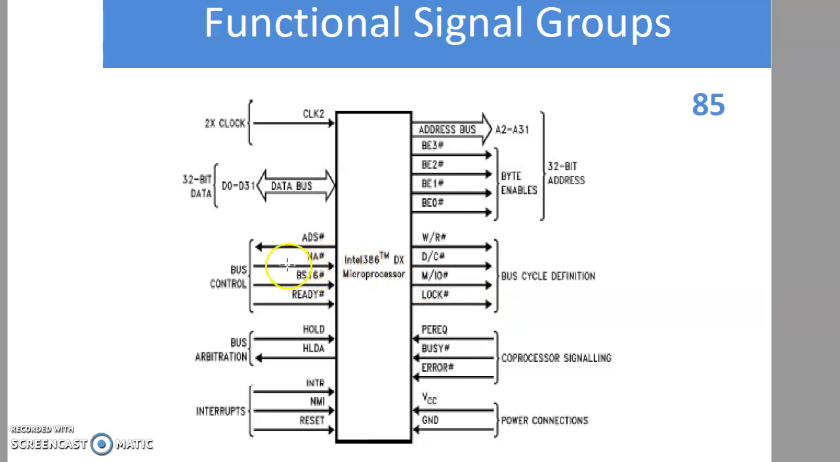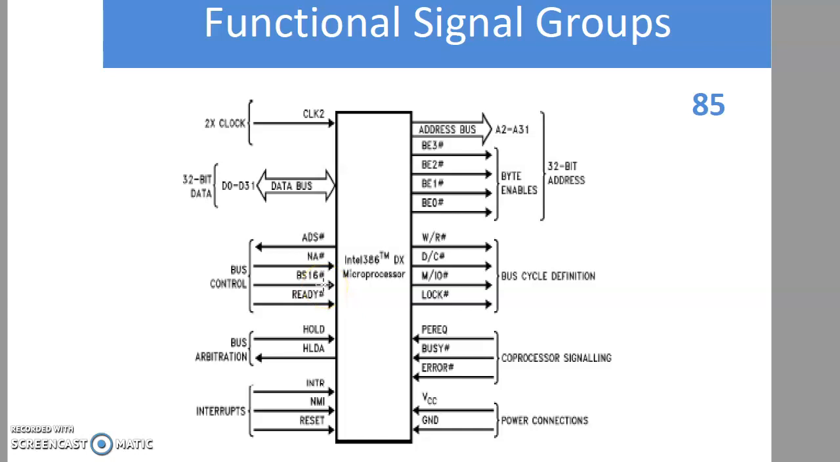Then you have bus control signals. Before that, you have the data bus, 32-bit data bus D0 to D31. ADS bar indicates that valid address has been put on the address bus. NA bar is the next address signal. It is used to indicate a pipeline bus cycle. When NA bar is active, that means it is having zero value, it indicates that the next bus cycle has started. So it is used in pipelining. It is used in a pipeline timing diagram.